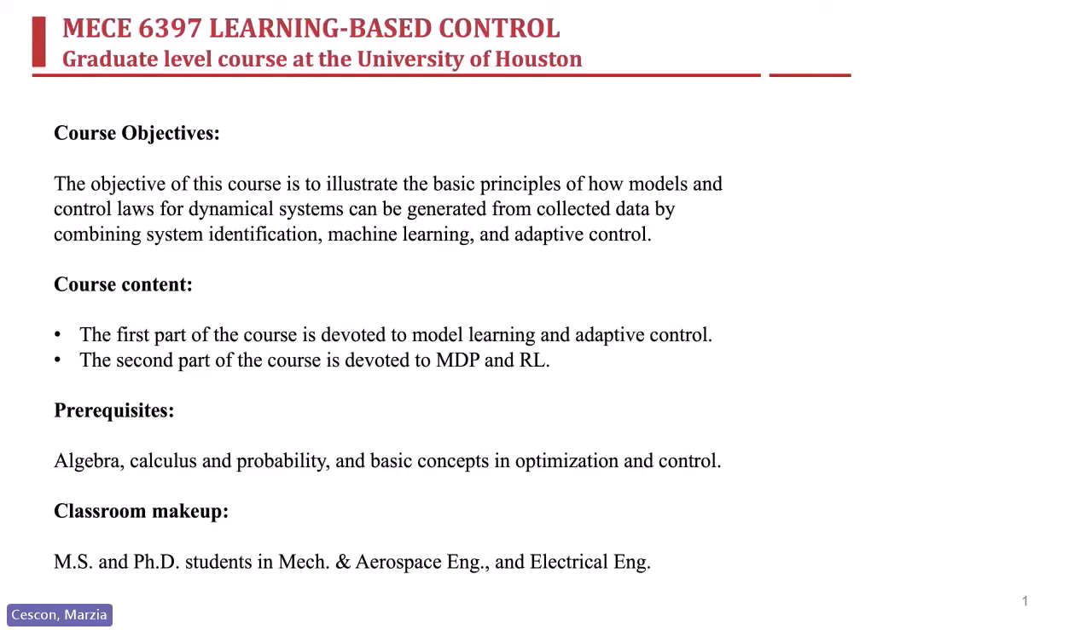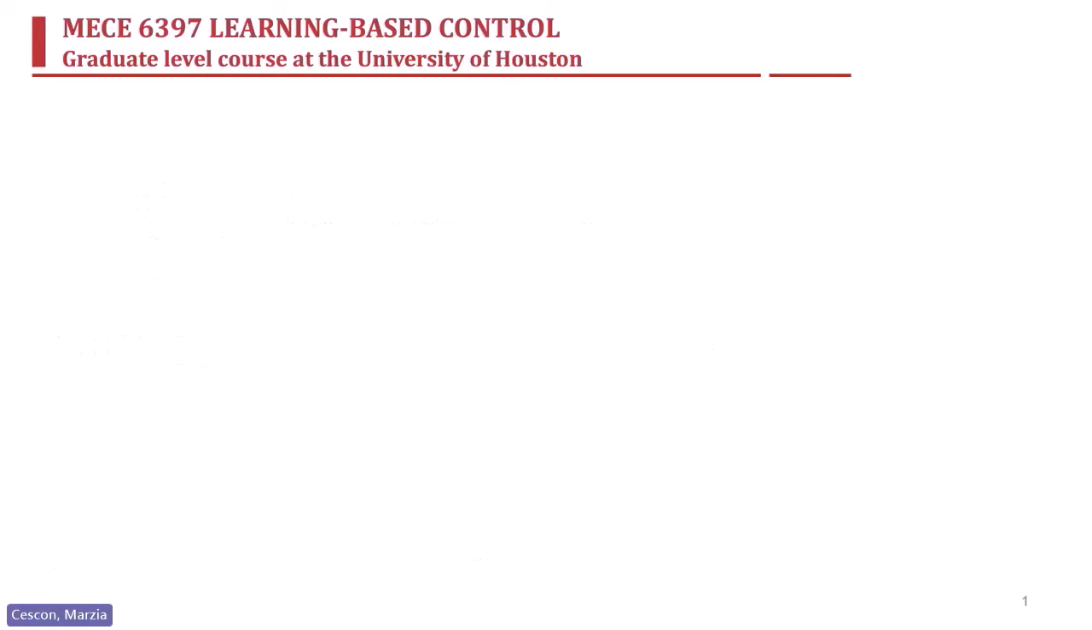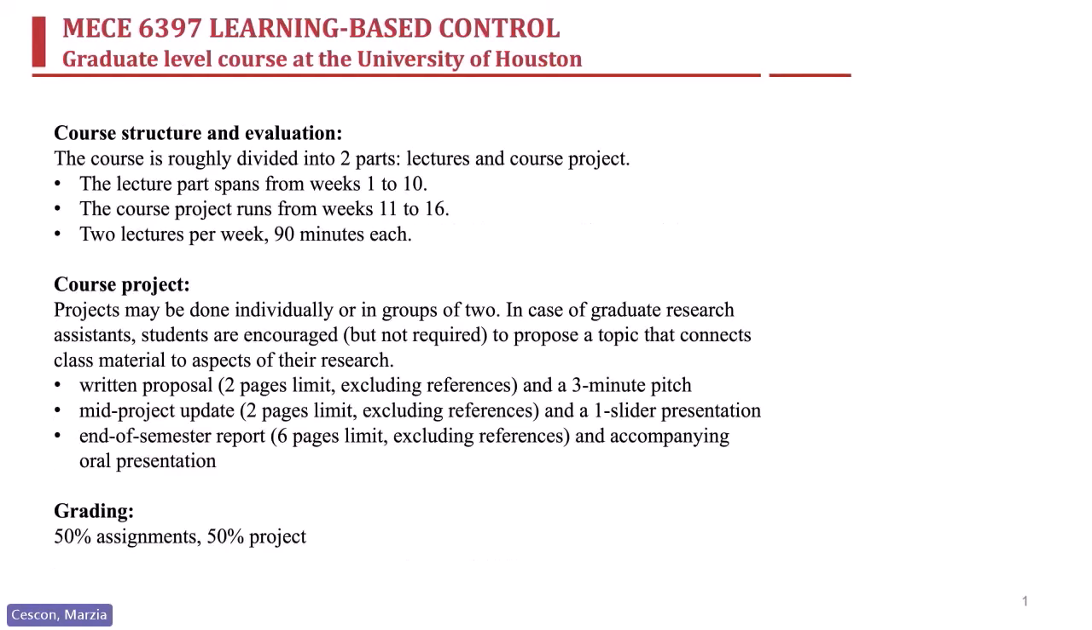So students are expected to be mathematically mature and have knowledge of linear algebra, calculus, and probability, as well as have completed basic courses in controls and optimization. My class typically has 15 to 20 students from our master's and PhD programs in mechanical and aerospace engineering and electrical engineering. As for the course structure, I roughly divided the course into two parts.